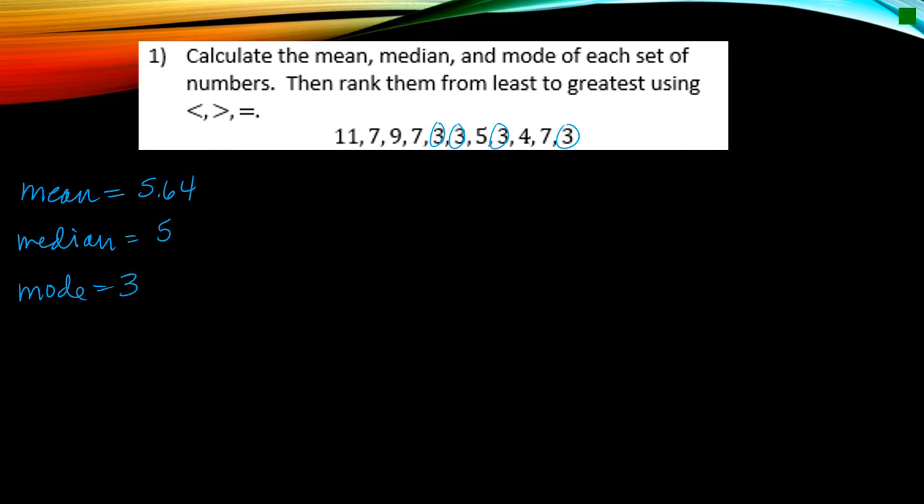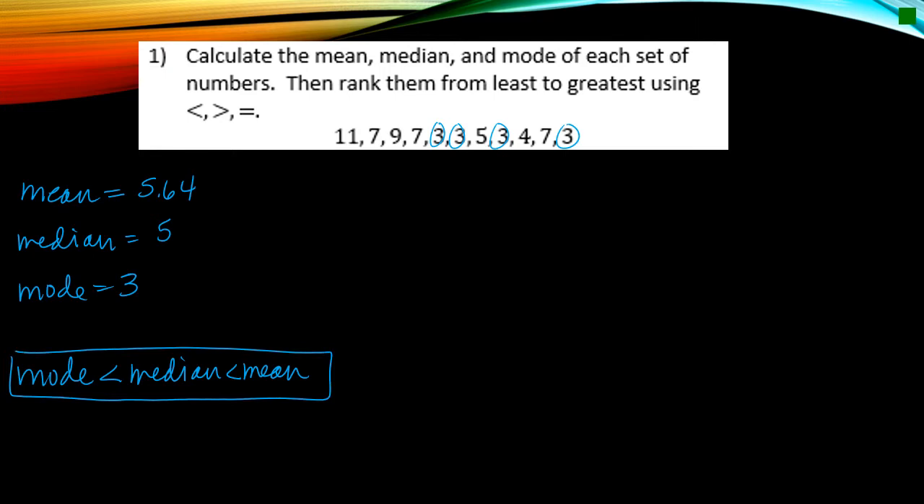Now the question actually asked us to rank them from least to greatest. So the mode is the least, so that would go first. And that is less than the median, which is 5, which is less than the mean, which is 5.64. So this right here would actually be our answer.